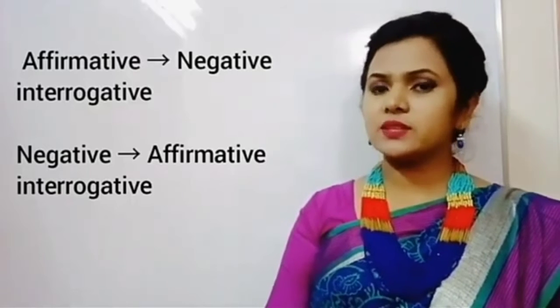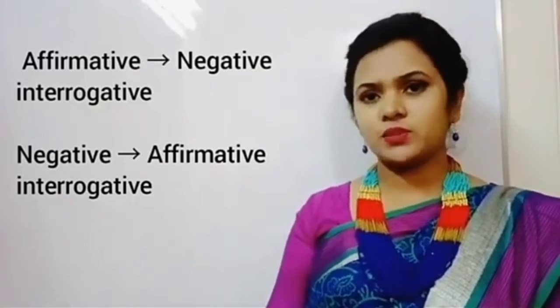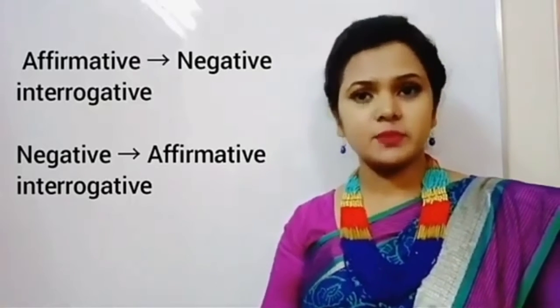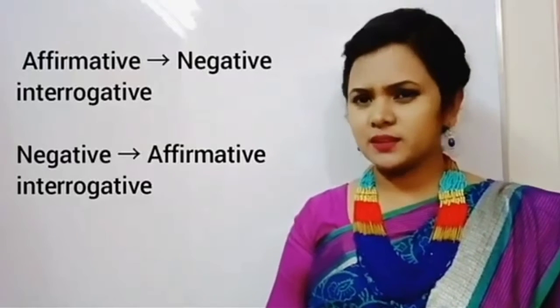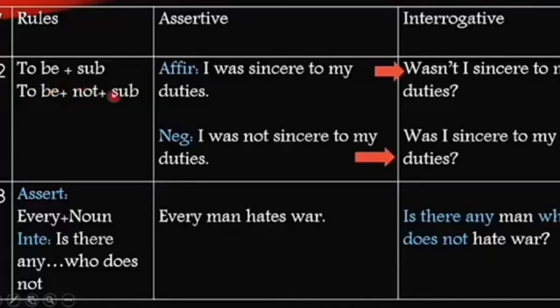And if the assertive sentence is in negative form, then it will be changed into an affirmative interrogative sentence. A little confusing, right? Let's see in detail. To be verb plus subject, or to be verb plus not plus subject. What does it mean? That the affirmative assertive sentence becomes a negative interrogative, and a negative assertive sentence becomes an affirmative interrogative.